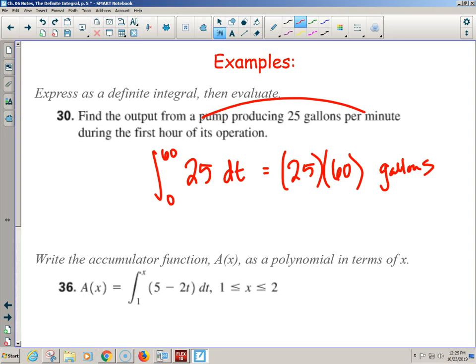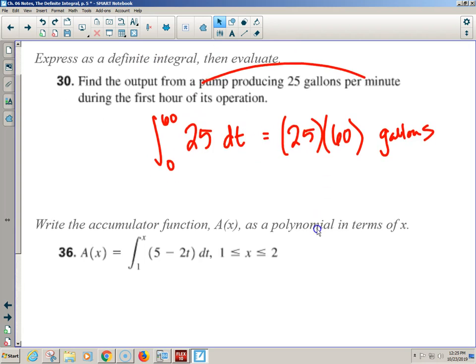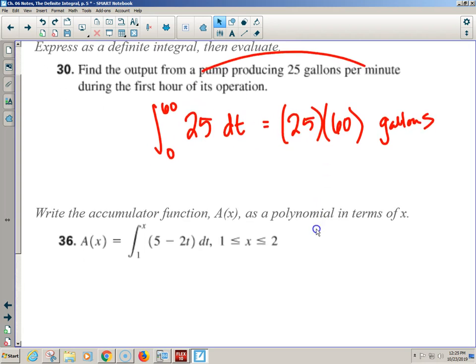Okay. That's without even taking an antiderivative. That's just knowing that a constant rate will get me a nice pretty rectangle. How about the next one? Write the accumulator function as a polynomial. Guys, you've already learned antiderivatives. True. We haven't fully learned the fundamental theorem of calculus, but I'm sure they talk about it somewhere in the section about how to do the accumulator function.